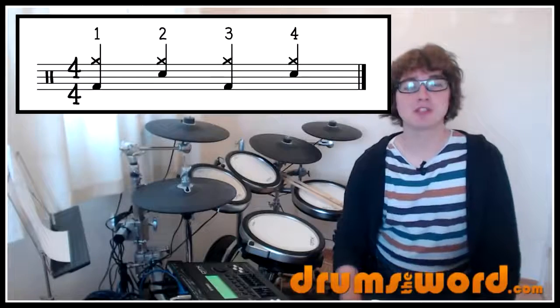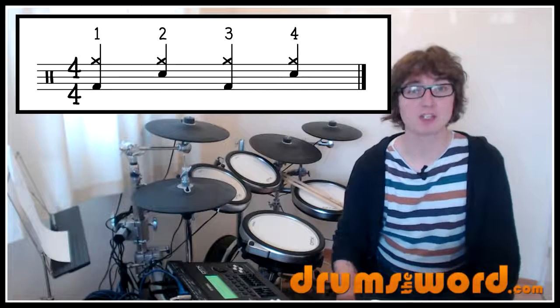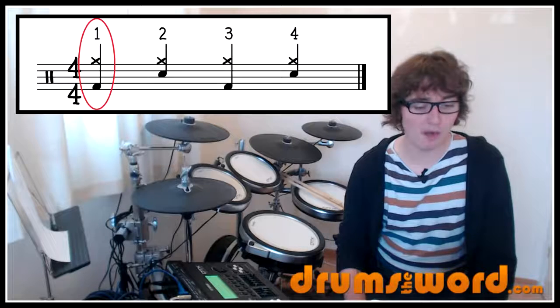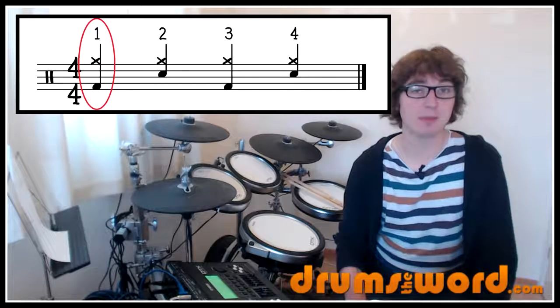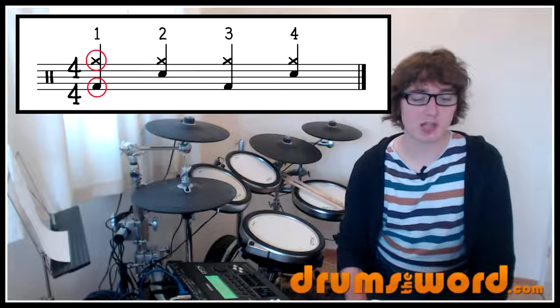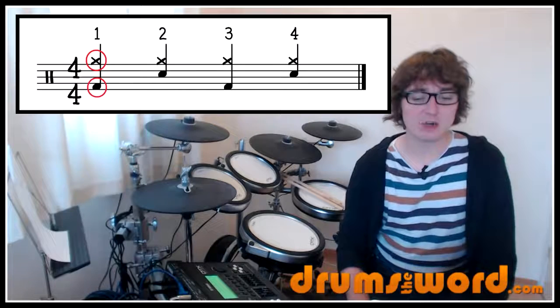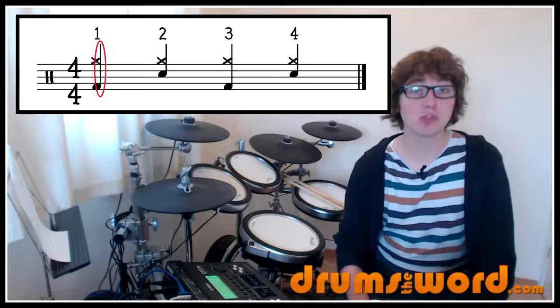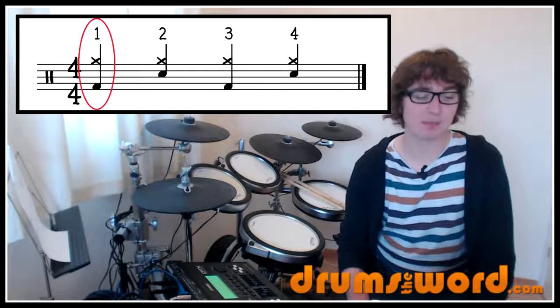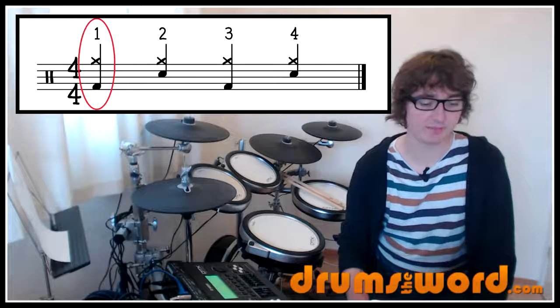Okay, so music notes are read from left to right, just like reading a book. The first note of the bar always falls on beat 1, which in this example happens to be a quarter note. You can see that the two notes falling on the bass drum and hi-hat here have been joined together vertically by a single note stem.